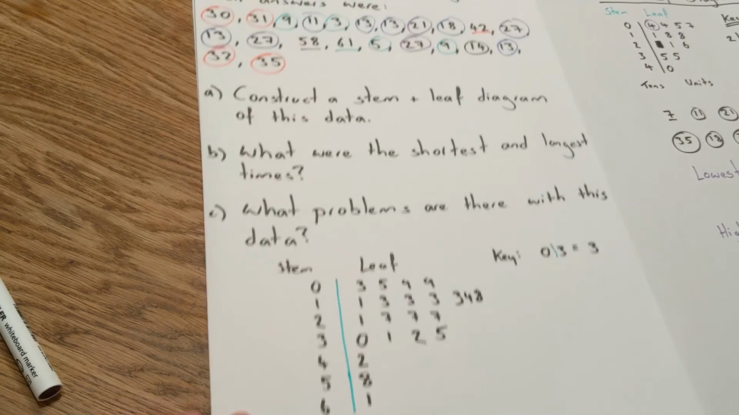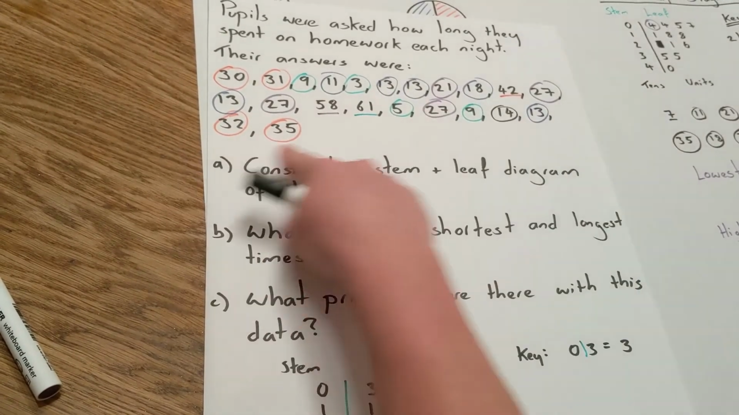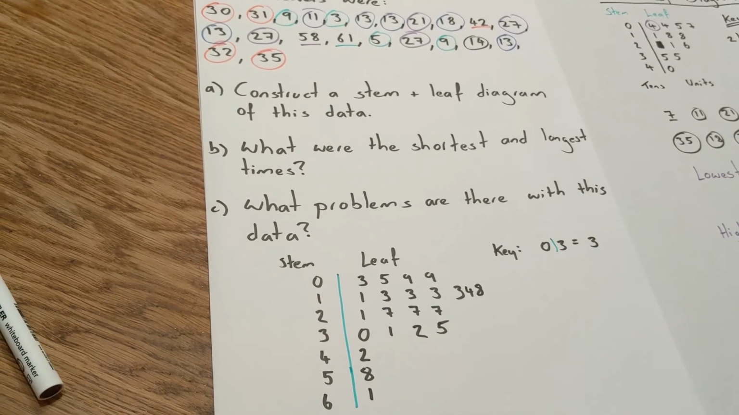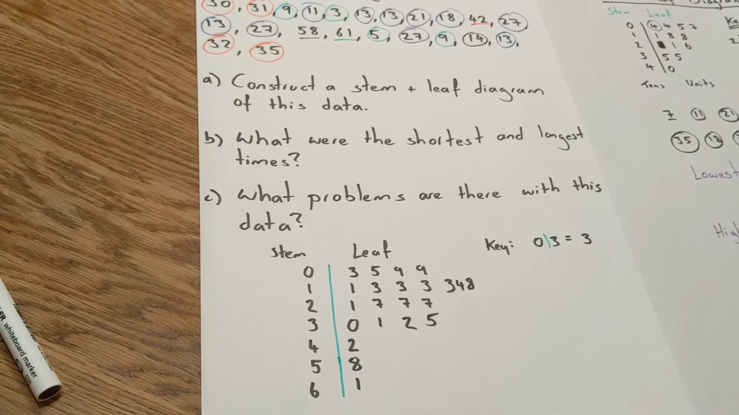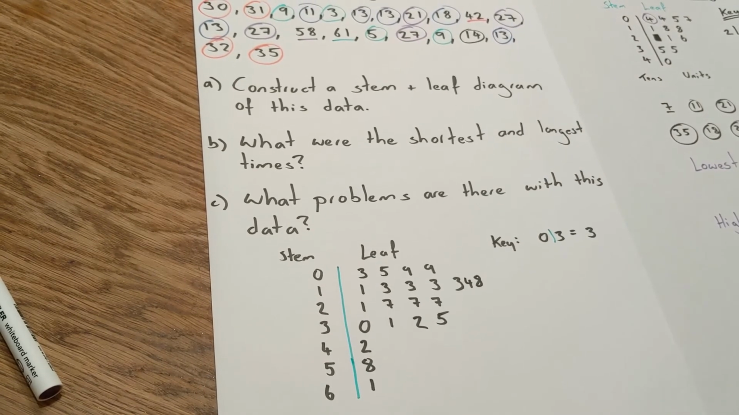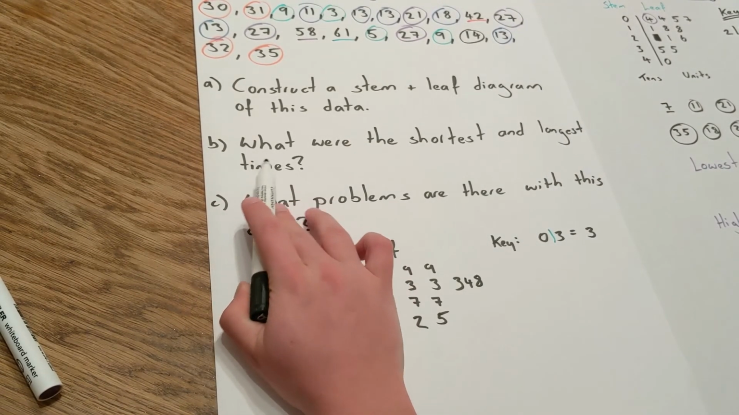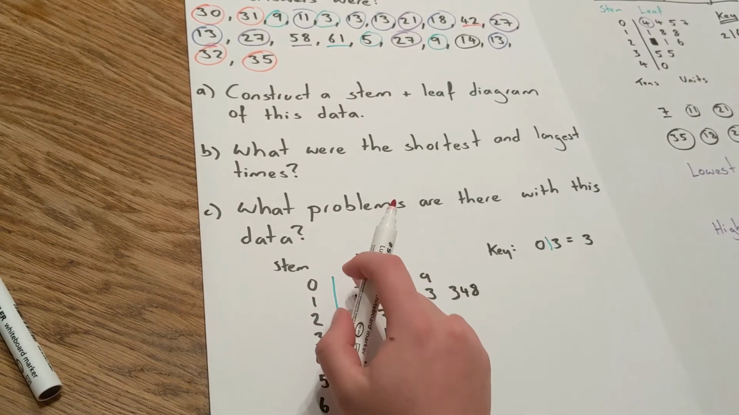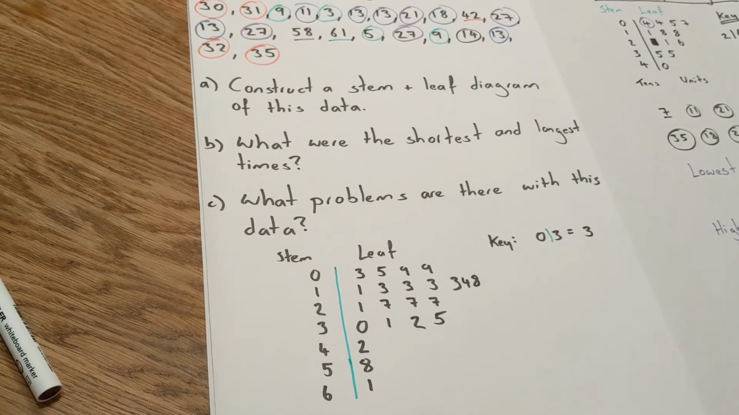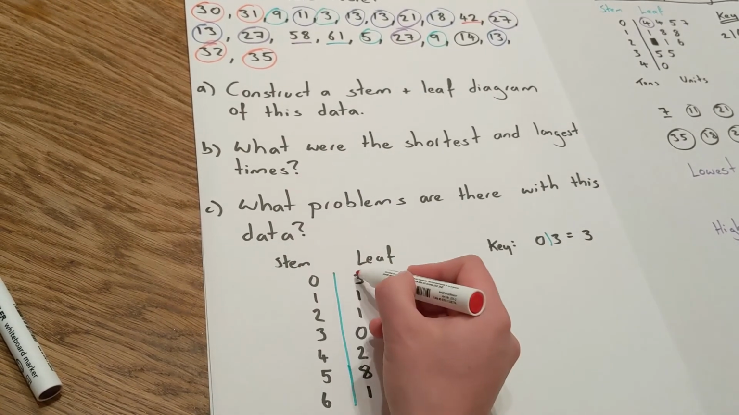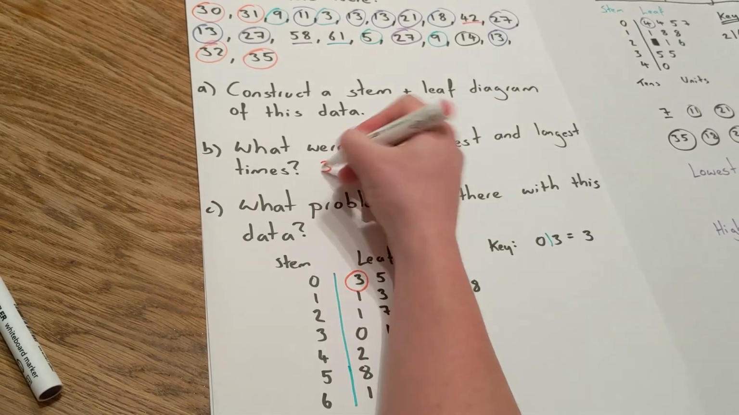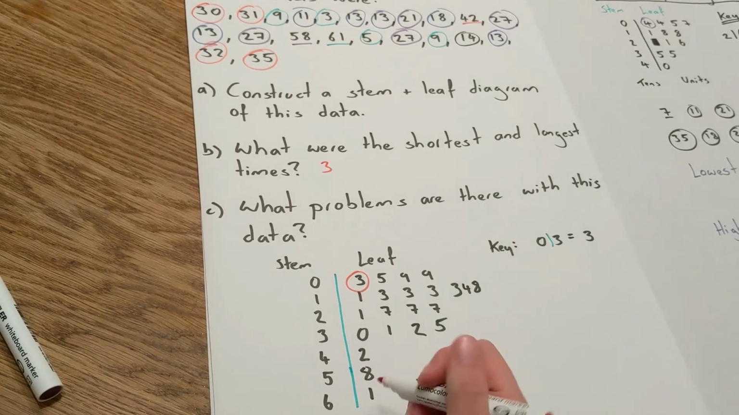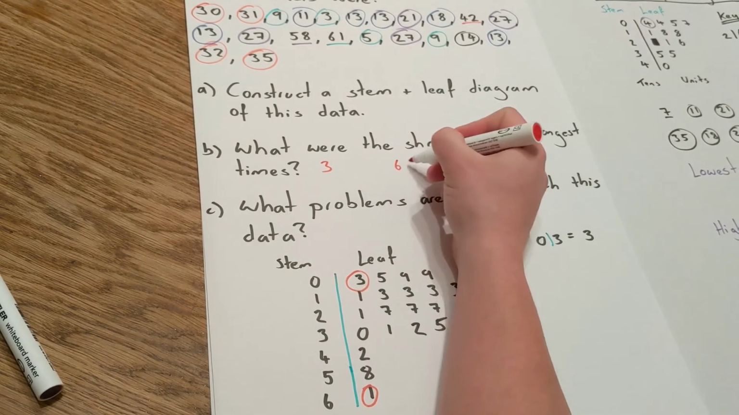Okay, so instead of having this long track of all these numbers, we've represented that with this table here, which can tell us a lot more information about it. And so then let's look at that. Question B, what were the shortest and longest times? So remember, your lowest values are the top left and your highest values are the bottom right. So for the shortest, that's our top left number here, 3 minutes. Our longest time is the bottom right, 61.